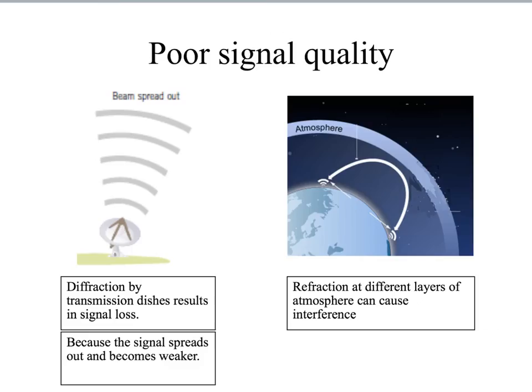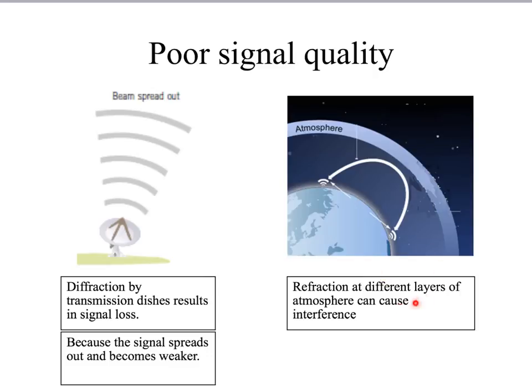A couple of the things that can affect the signal quality of long distance communications. The first one is diffraction. Diffraction, as we know, is where a wave spreads out. Now, because the wave is spreading out, it becomes weaker and weaker. So the further away you go, the more the wave is spread out and the lower the intensity at the receiver. So make a note of that down here. Diffraction results in signal loss, and as the signal spreads out, it becomes weaker.